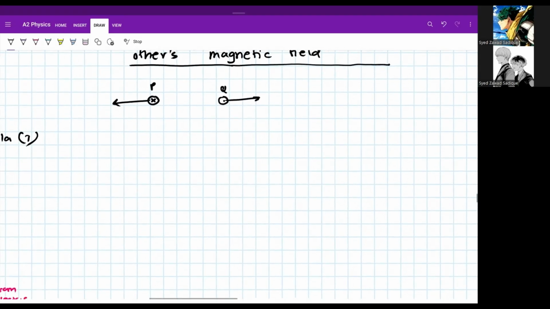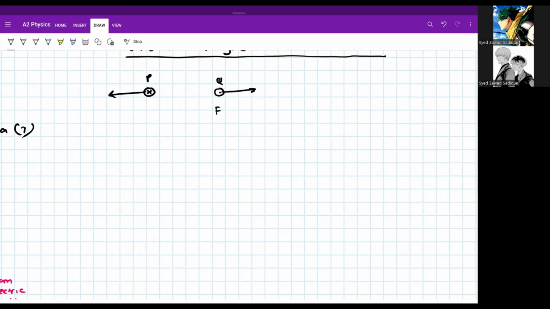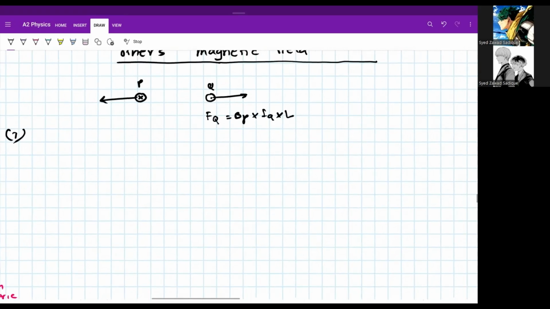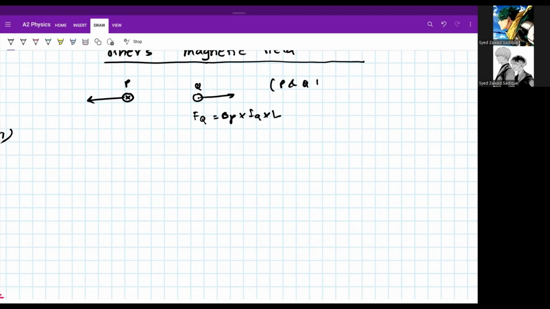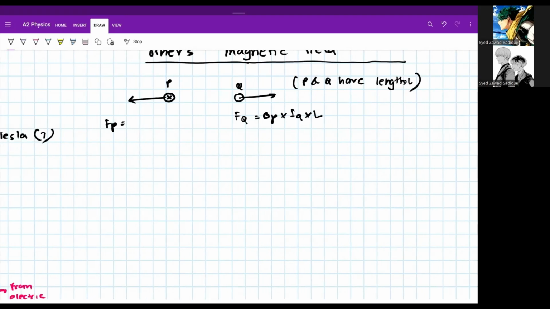Now, the force on Q is equal to the magnetic flux density of P multiplied by the current of Q multiplied by the length of Q, of course. Let's say P and Q have length L. Okay, and let's say the force on P is going to be the magnetic flux density of Q multiplied by the current of P multiplied by length.